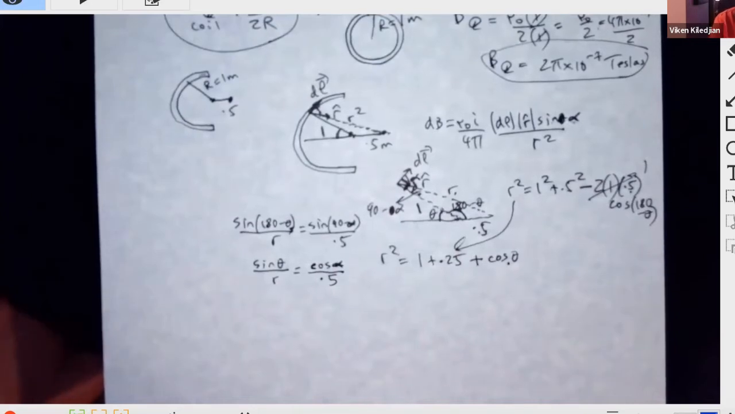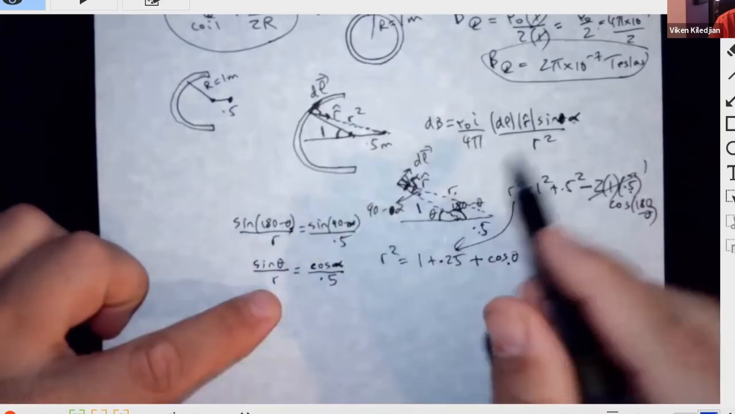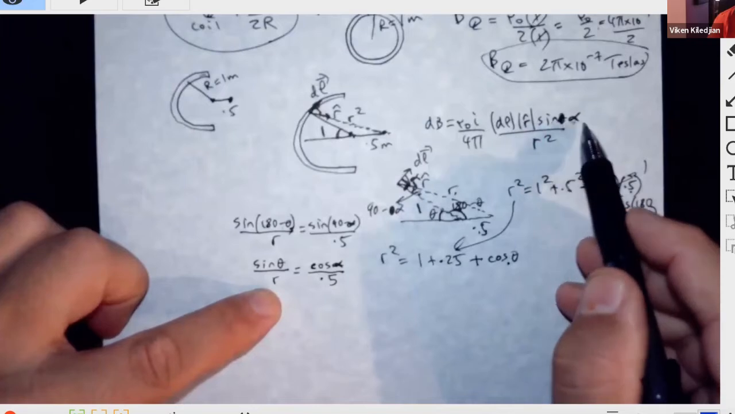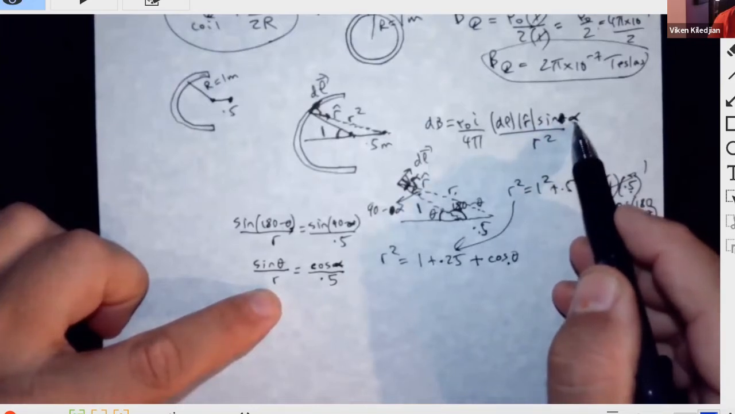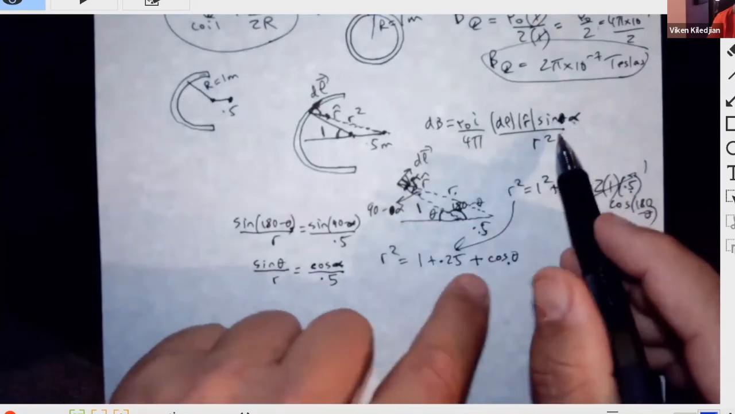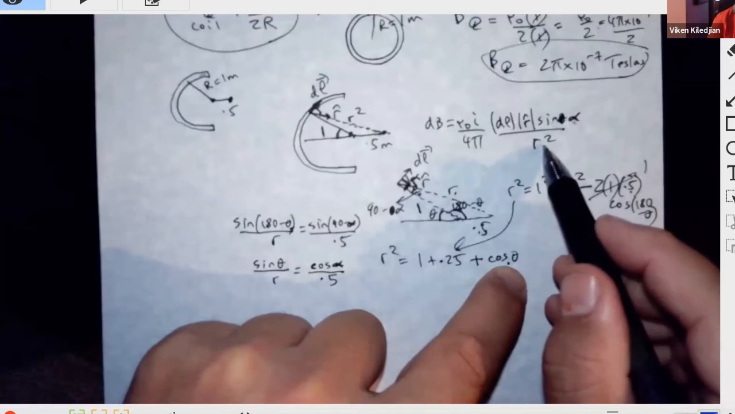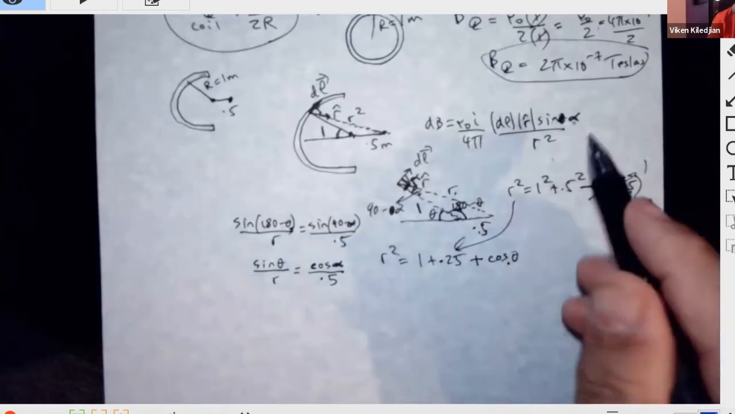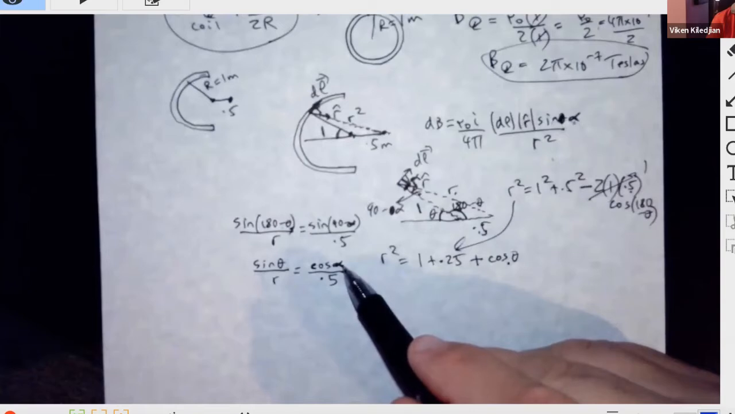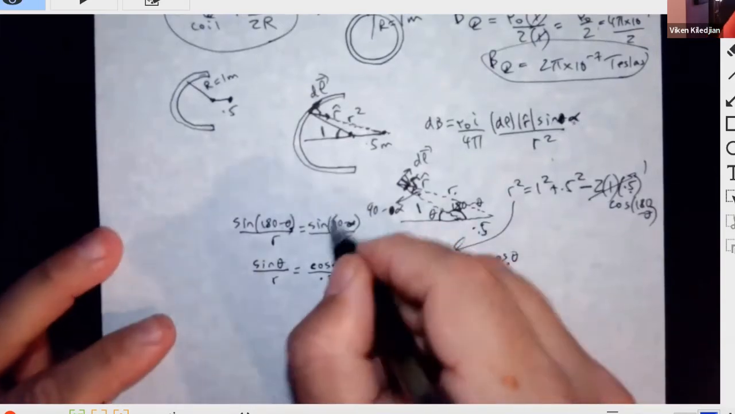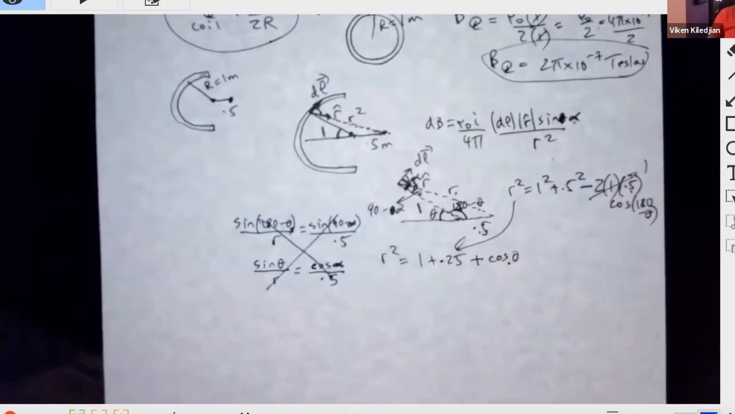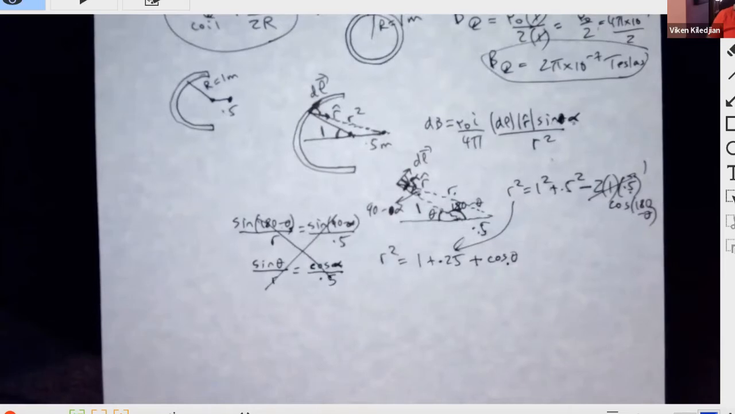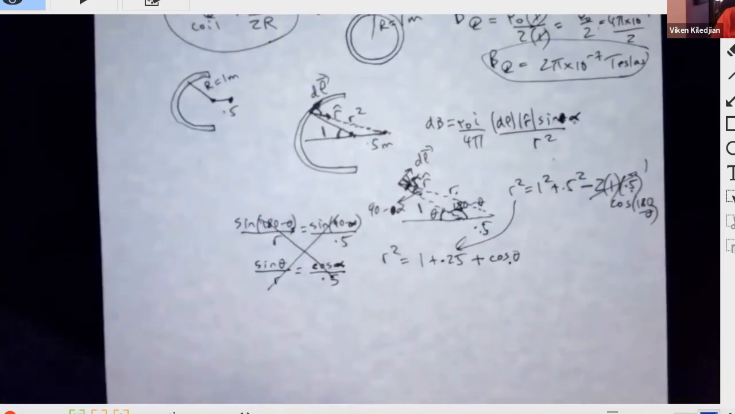This might be a dead end. Let me see if that's going to help. It seems like it went into a dead end because I'm trying to find a relationship for sine of alpha. I already have a relationship of r squared in terms of theta, so I'm trying to get sine of alpha to relate to theta. So this probably went to a dead end, but we'll keep that in there just in case. I won't completely erase it.